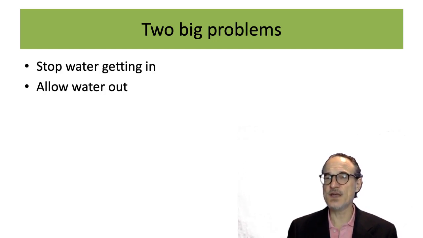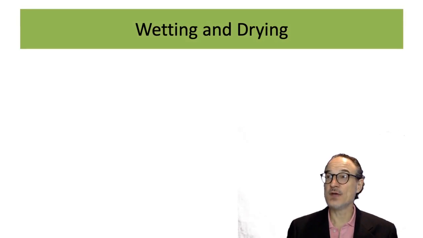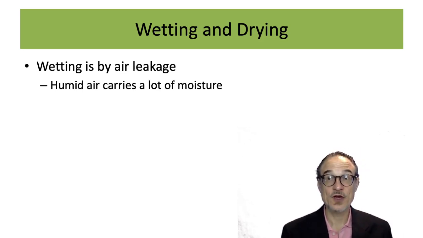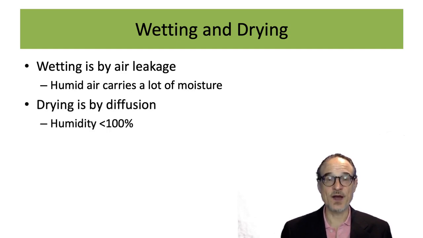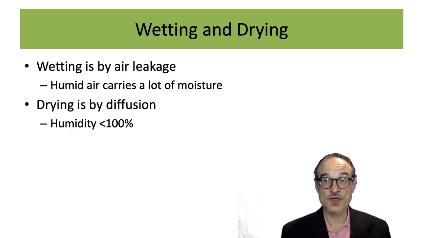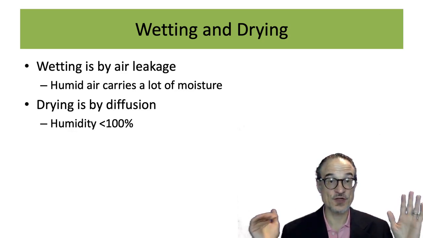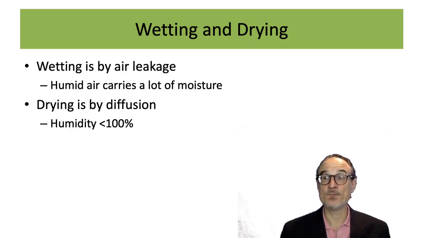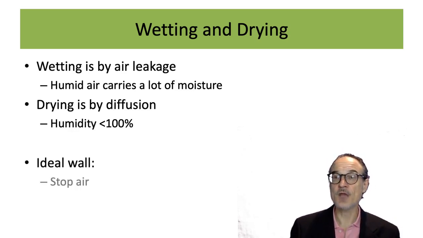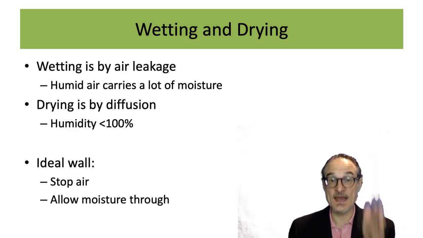And you need to think about which way the water is going to move so that it can get out. Wetting is generally by air leakage. So the biggest threat of moisture is air coming into your walls. Humid air carries a lot of moisture. And drying is by diffusion. So walls will dry out by moisture going through the walls. And the humidity is going to be less than 100%. So the vapour pressure will push it in one direction and it will dry out that way. You need to make sure it's going to dry faster than it wets. Otherwise, you're in trouble. So I think the ideal wall will stop air from getting in, but it will allow moisture to get out one way or another.